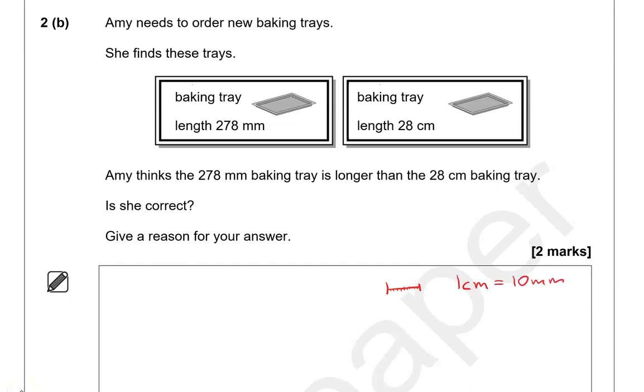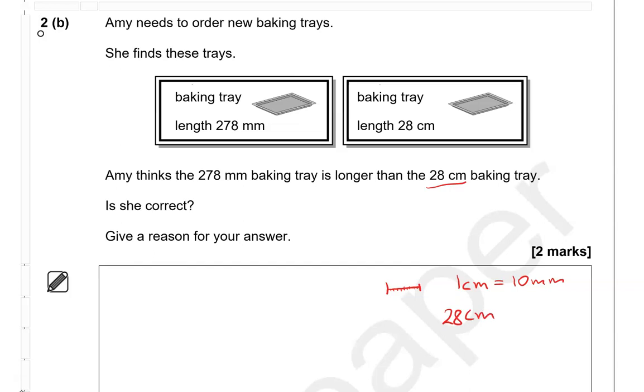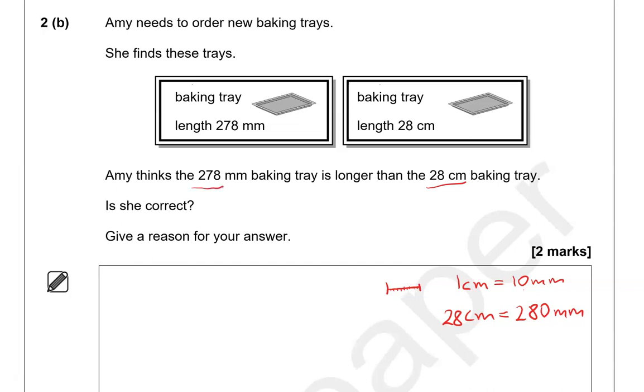So if 1 centimeter has 10 millimeters, 28 centimeters will have 28 times 10, which is 280 millimeters. Now comparing that to 278, 280 is longer. So is she correct? No.